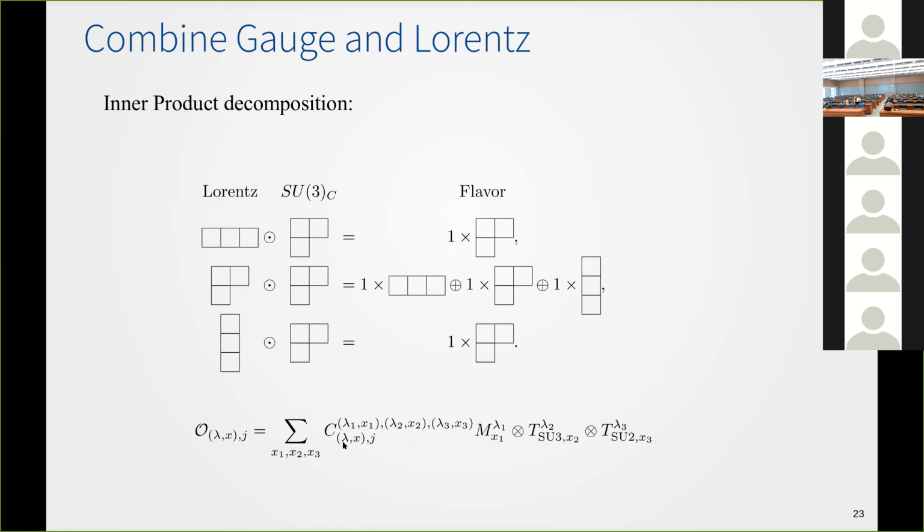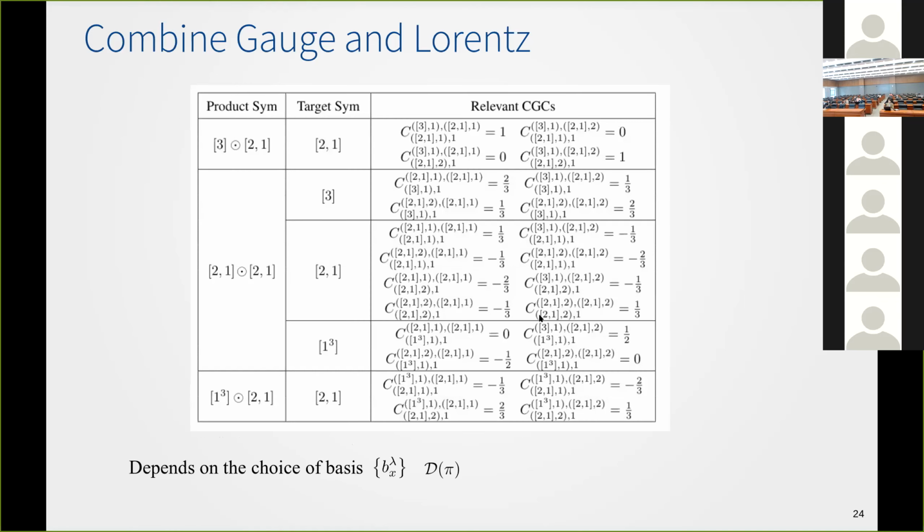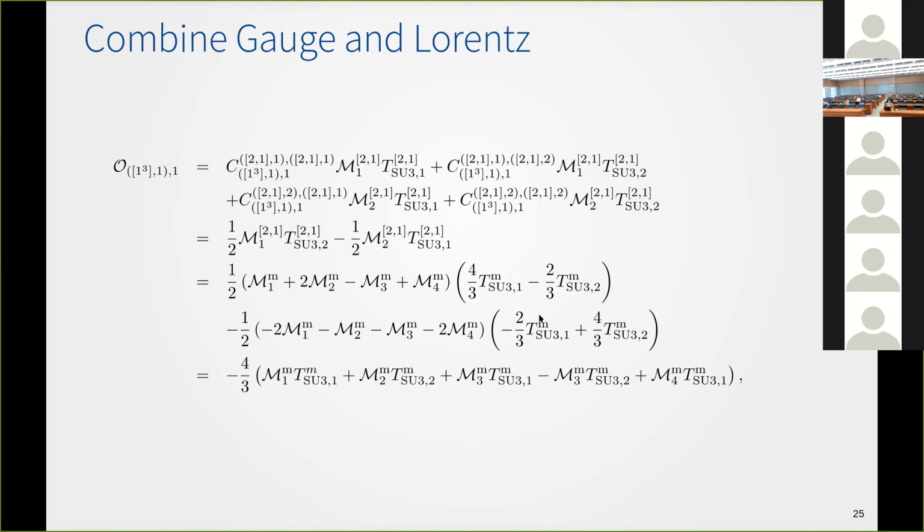And the CG coefficient you need can be read out from this table in advance, which determines what kind of flavor permutation symmetry the operator can take. Here is just a table of the needed CG coefficients for this type of operator, and this is just an example of the resulting p-basis.